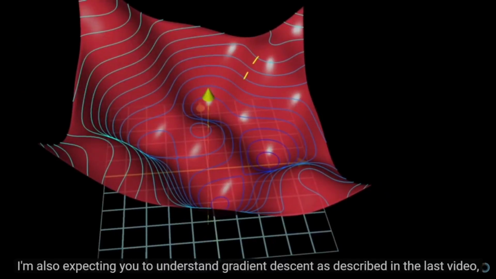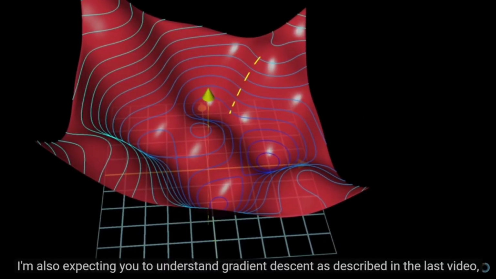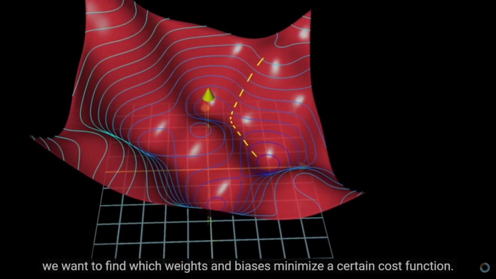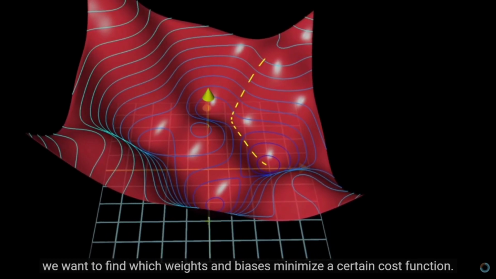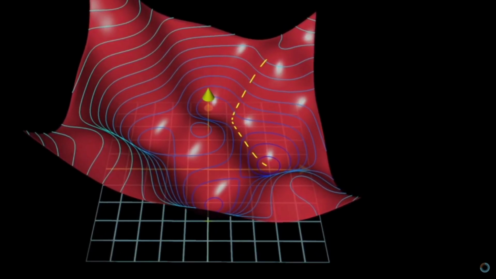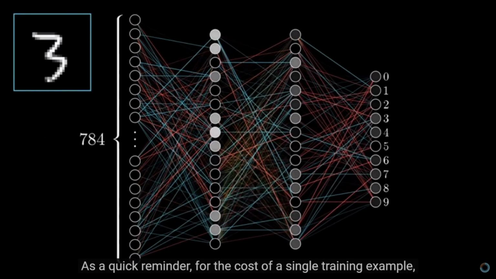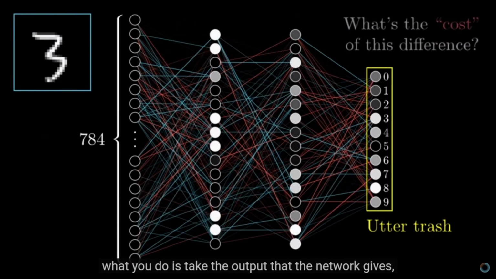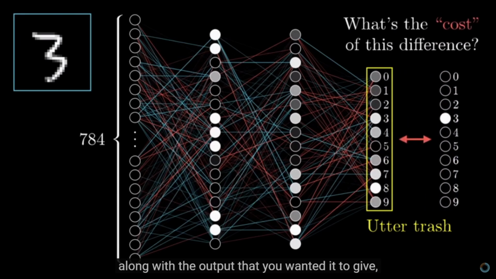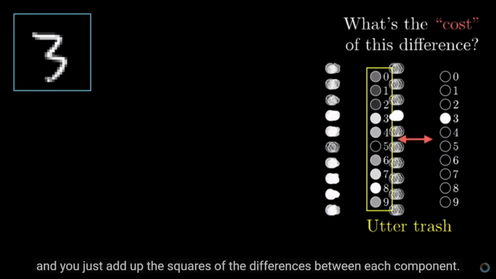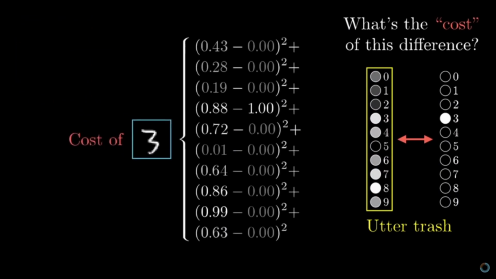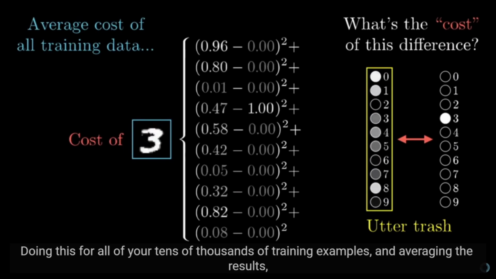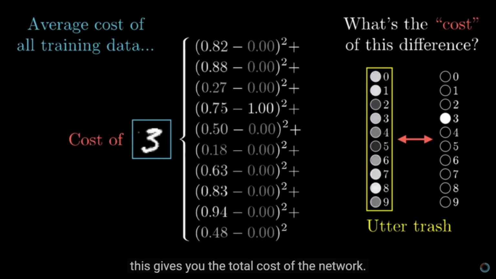I'm also expecting you to understand gradient descent, as described in the last video, and how what we mean by learning is that we want to find which weights and biases minimize a certain cost function. As a quick reminder, for the cost of a single training example, you take the output that the network gives, along with the output that you wanted it to give, and you just add up the squares of the differences between each component. Doing this for all of your tens of thousands of training examples and averaging the results gives you the total cost of the network.